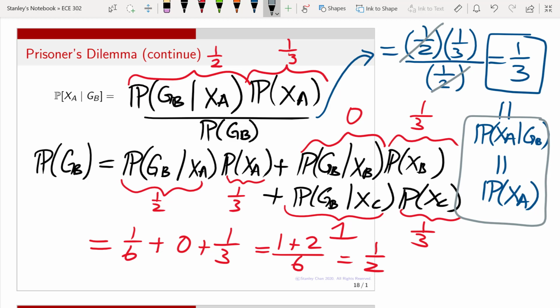So this lecture concludes how we use the Bayes theorem and also the law of total probability in conjunction with conditional probability and independence to solve problems that may not be so obvious at first glance.